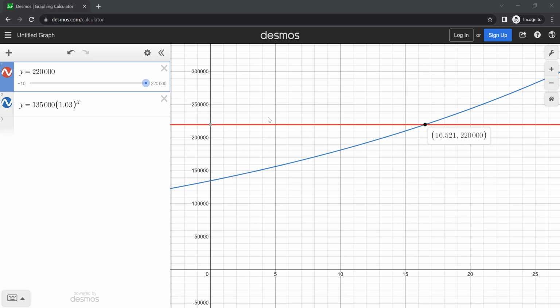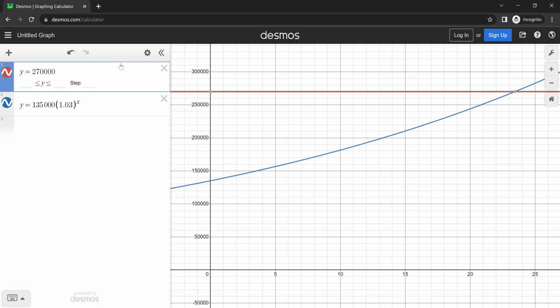And then for part F, I'm writing this down as we go. For part F, when will it double? So that's when the house price goes to 270,000. And we can similarly get that there. It takes about 23.45 years for it to double. All right, so I'm going to snip this in case you want to do this later and try to recreate it. Then I'll go back to the other window.